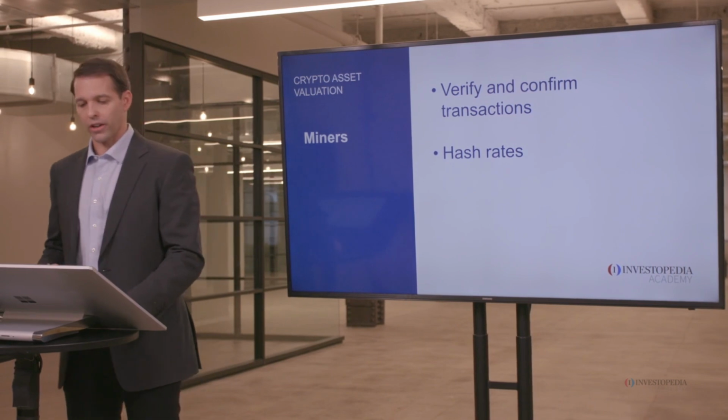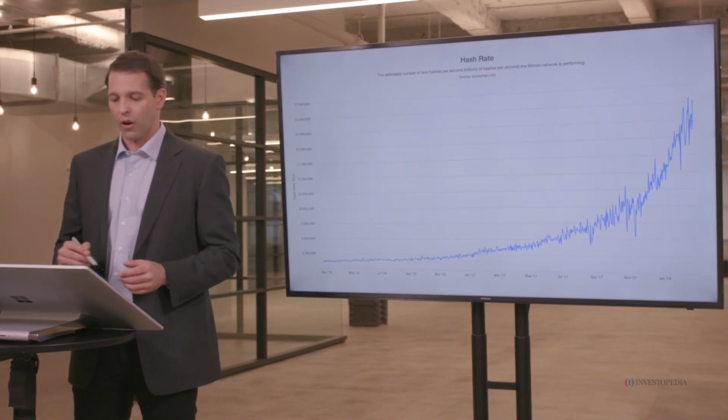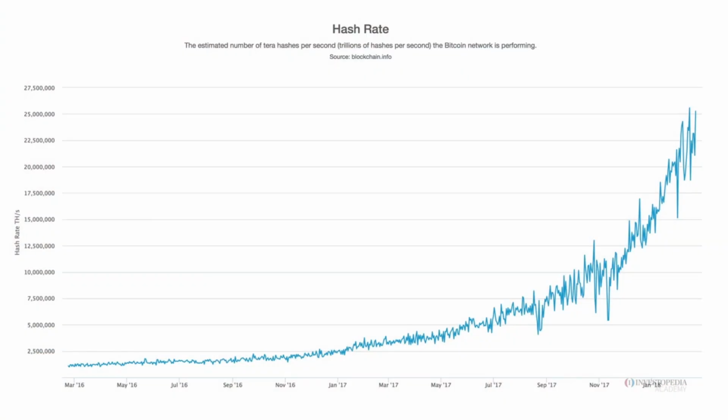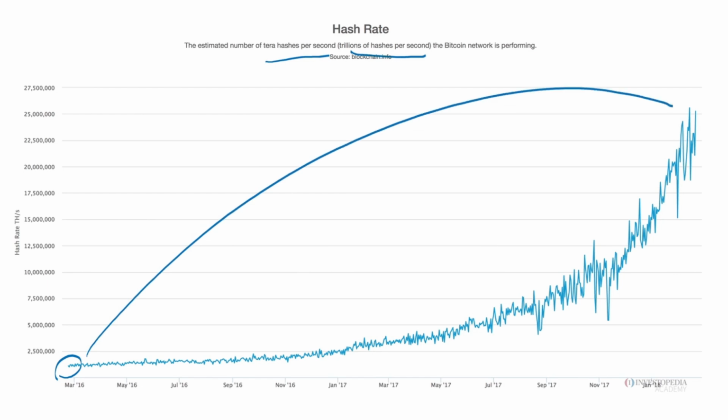Now, I'm going to look at a chart here of hash rates over a couple of years. And you can see back in February of 2016, the hash rates, and this is the estimated number of terahashes per second, which is trillions of hashes per second, started around 2 million. And it's grown exponentially over the last couple of years, and now we're up at about 25 million terahashes per second.